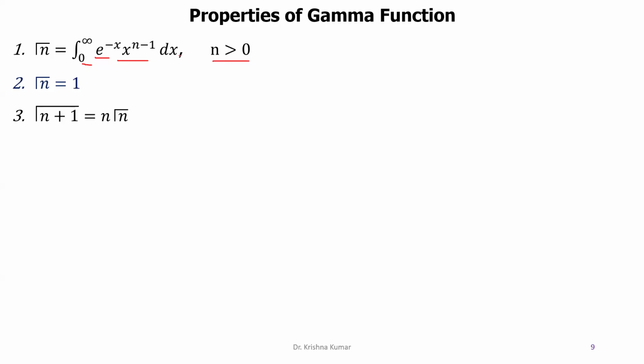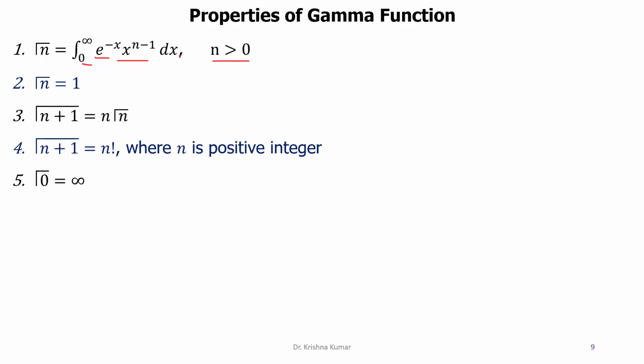So let us just revise the different properties of gamma function once again. Gamma of n equals the integration from 0 to infinity of e to the power minus x, x to the power n minus 1 with respect to x, where n is greater than 0. Gamma of 1 equals 1. Gamma n plus 1 is equal to n gamma n. Gamma n plus 1 is equal to n factorial, where n is a positive integer.